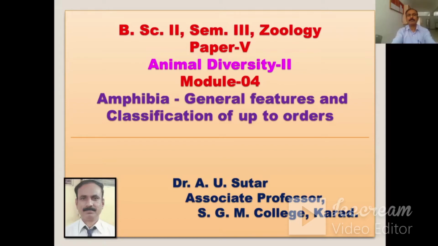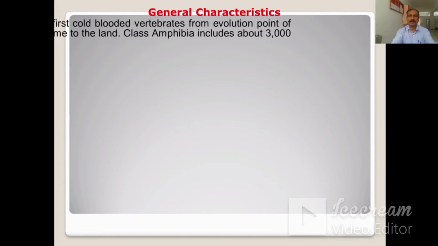Hello friends, this is model number 4. The name of the model is Amphibia, in which we are going to discuss general features and classification up to orders. Let us discuss the general characteristics.